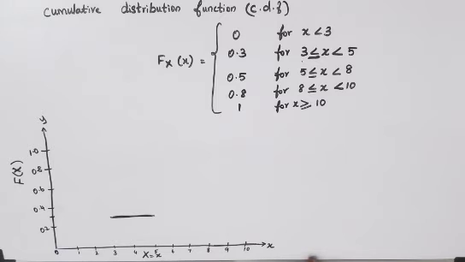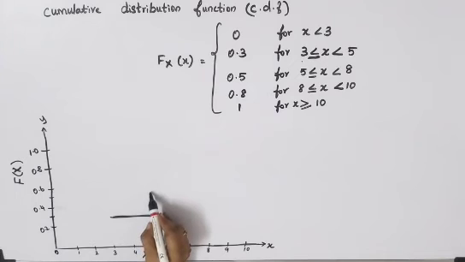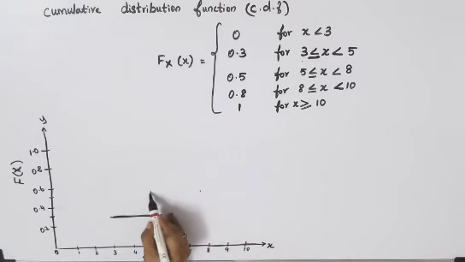The next one is from 5 to 8, it is 0.5. From 5 to 8, it is 0.5. So for 5, in between here you will get your 0.5. Straight to that, here your 5 will be there and here your 8 is there. Just draw a line straight to that.